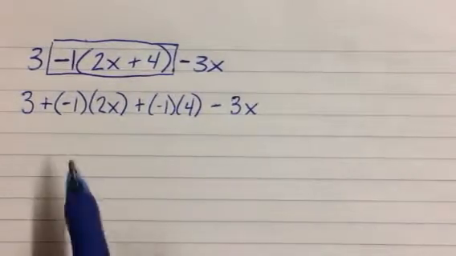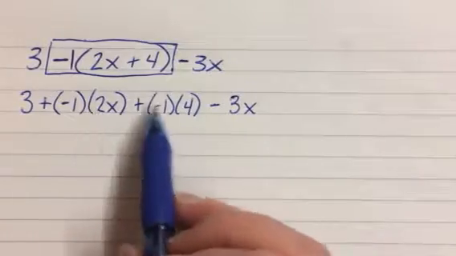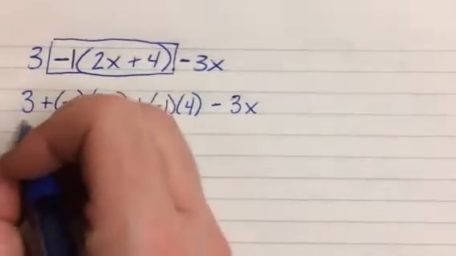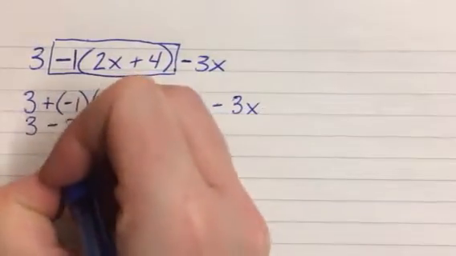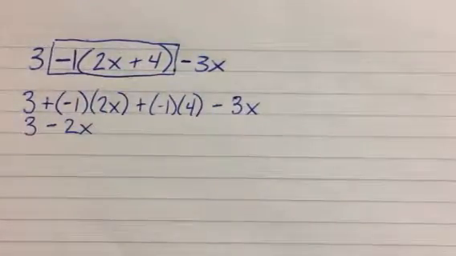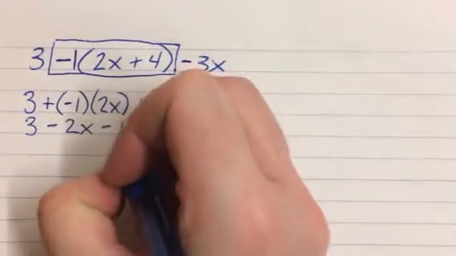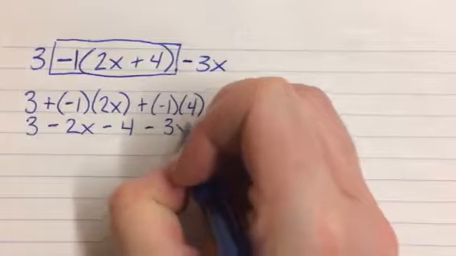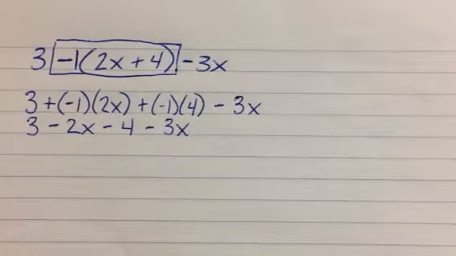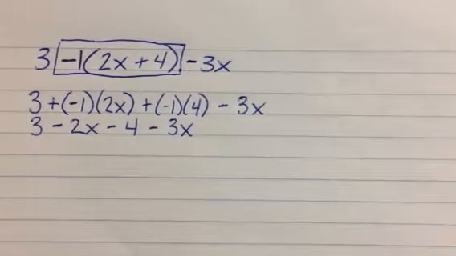And so then next I'm going to finish my little distributing part by multiplying each little piece there. So we get 3, -1 times 2x is a -2x, -1 times +4 is a -4, and then I'm going to drop down my -3x. So at this point I'm ready to combine my like terms.